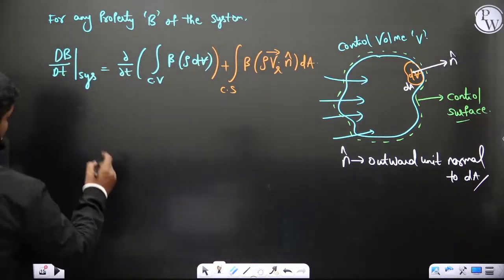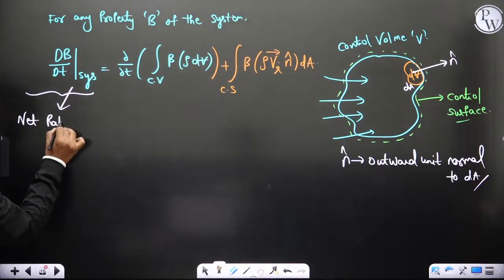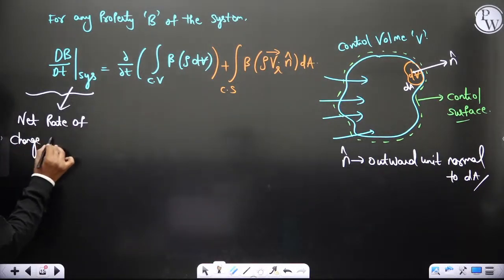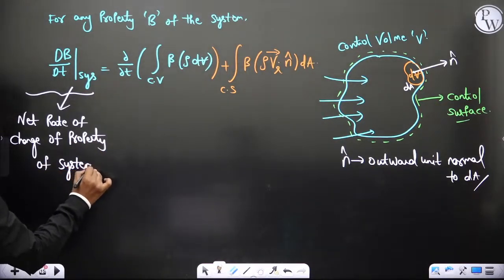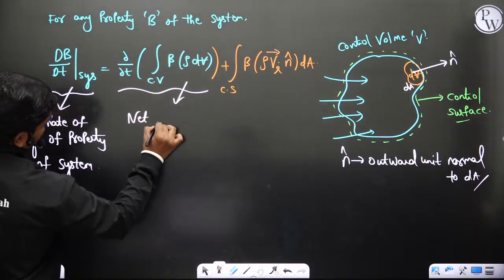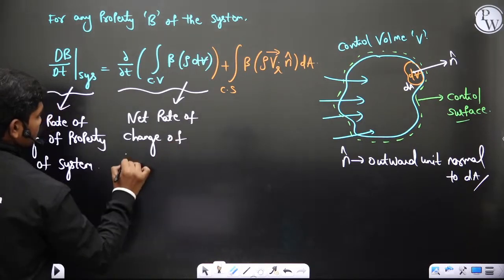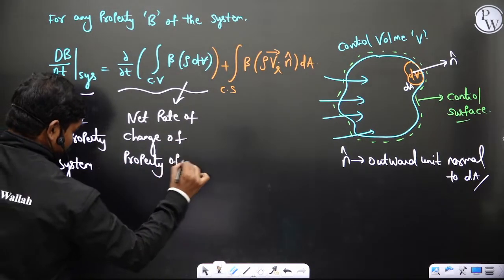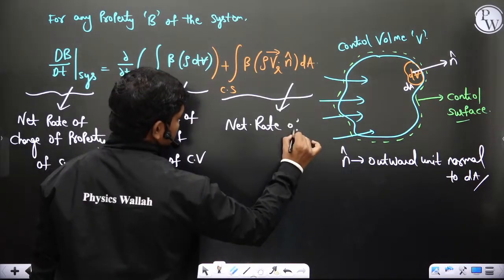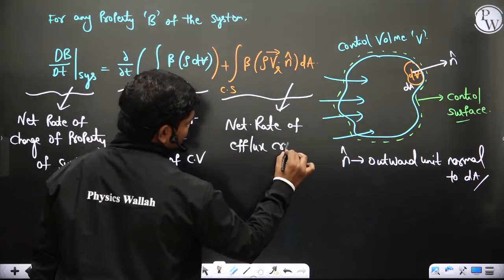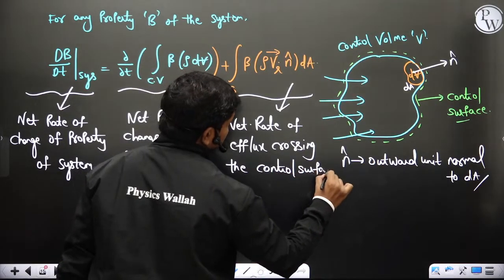Now, if this is the case, try to understand one thing. This is the net rate of change of property of the system. I'll explain these terms in just a minute. This is the net rate of change of property of the control volume, and this is the net rate of flux crossing the control surface.